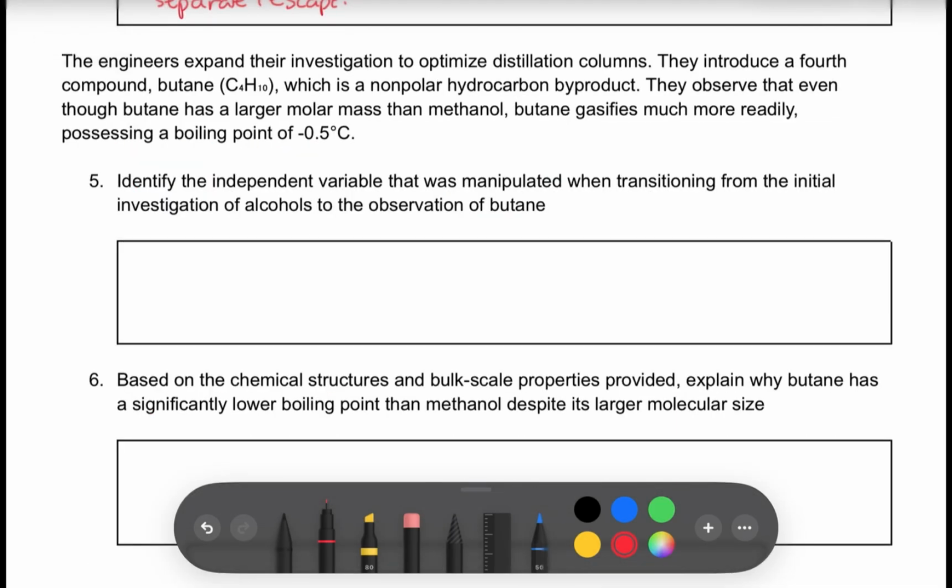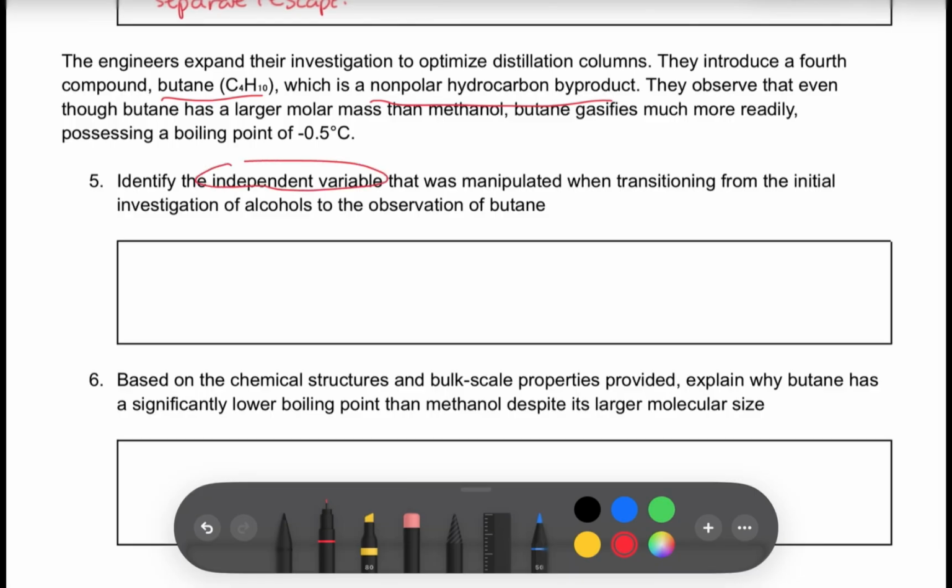Moving on. The engineers expand their investigation to optimize distillation columns. They introduced a fourth compound, butane, which is a nonpolar hydrocarbon byproduct. They observed that even though butane has a larger molar mass than methanol, butane gasifies much more readily, possessing a boiling point of negative 0.5 degrees Celsius.